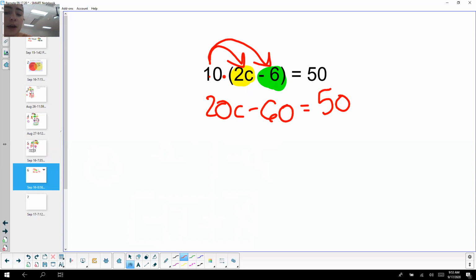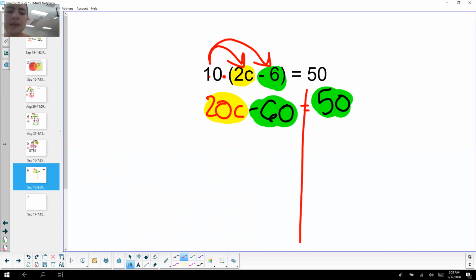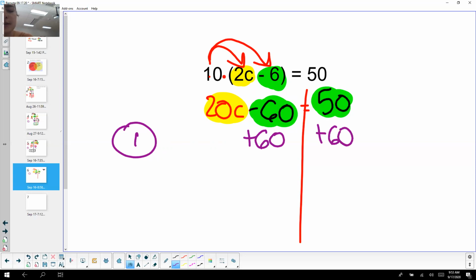All right, I can go ahead and start moving around my constants and my variable terms, because I need to solve for c now, because c is our missing value. I need to get that negative 60 to the right side. So I've got 20c minus 60 equals 50. So I need to do my first step. I'm going to add 60 to both sides.